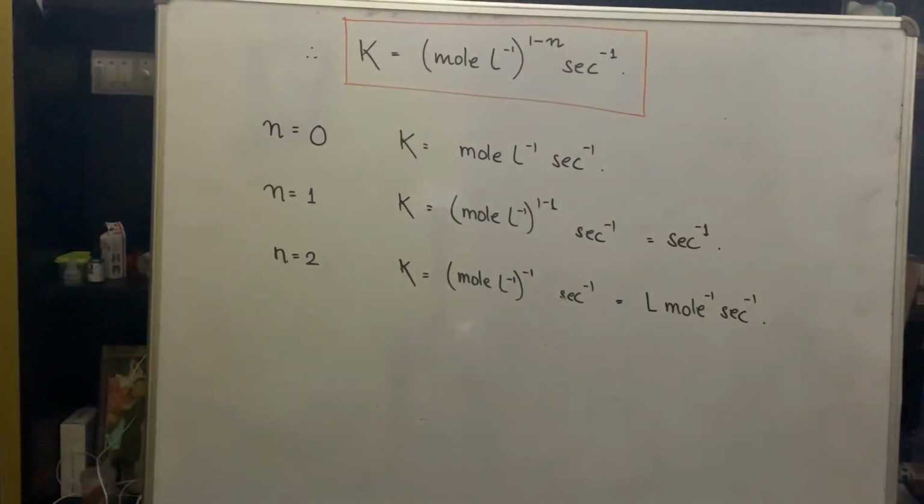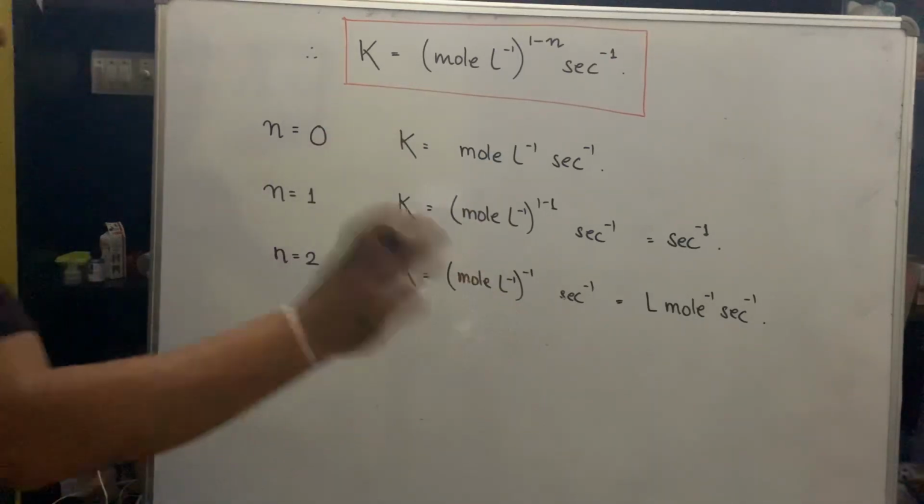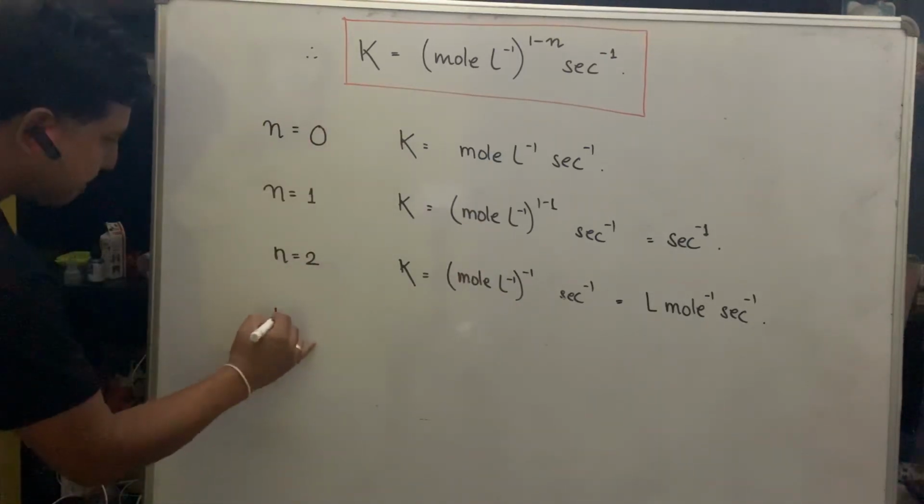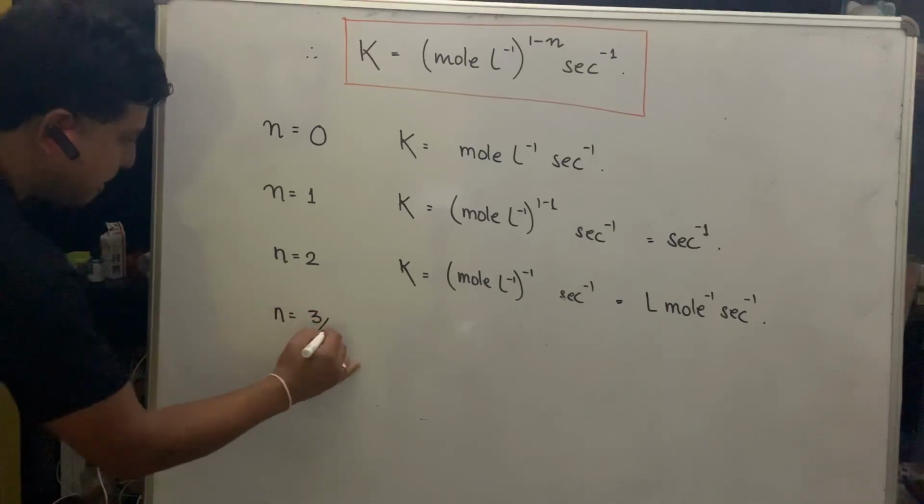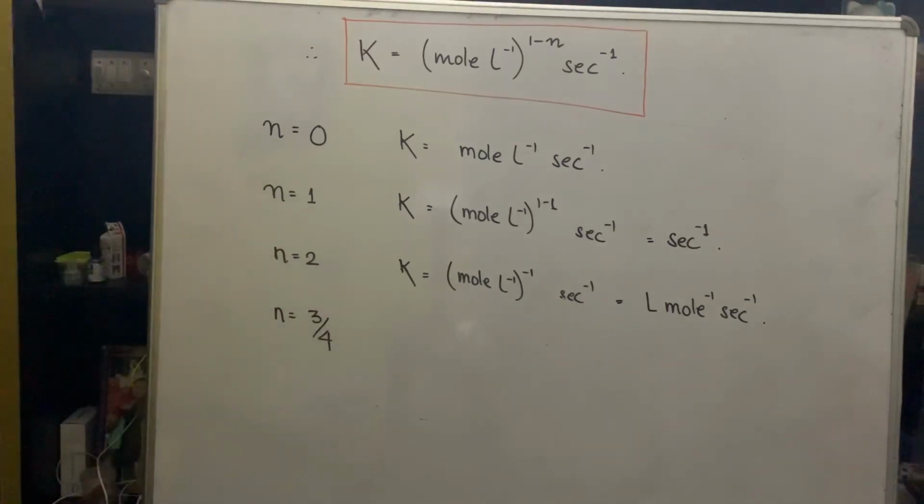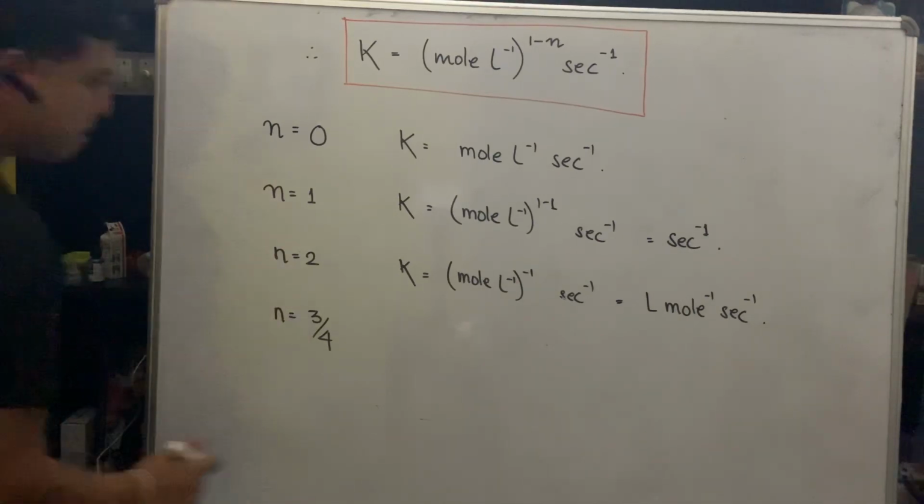So this is the technique. So you can calculate the unit of K for any order reaction. Suppose I am talking about a fractional order reaction, 3 by 4. So what is going to be the unit of K for this fractional order reaction?